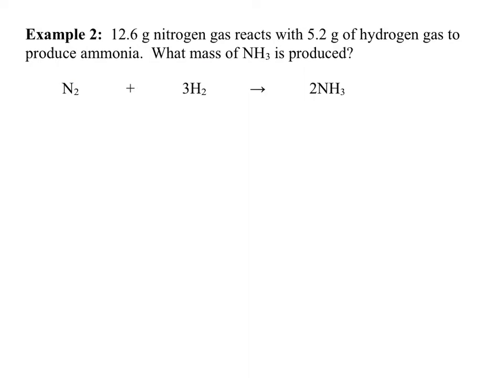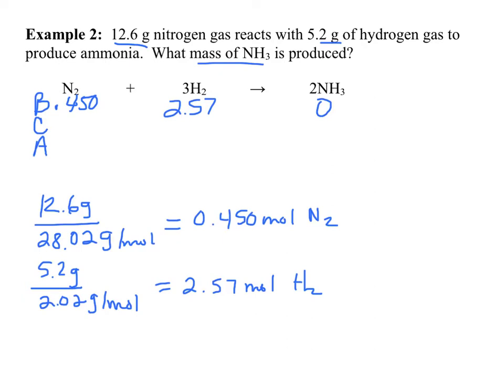Let's look at a reaction where the reactants don't react in a 1-to-1 ratio. Here, nitrogen and hydrogen react in a 1-to-3 ratio. We also have masses to start with for each of our reactants, and would like to end with the mass of ammonia produced. So we need to convert each of our masses to moles in order to do some stoichiometry. I convert the grams to moles for each of the reactants and plug them into our BCA table. Now we have to determine which reactant is the limiting reactant.